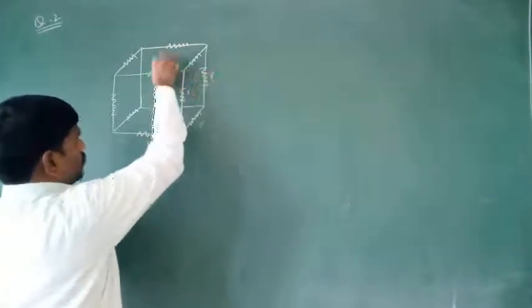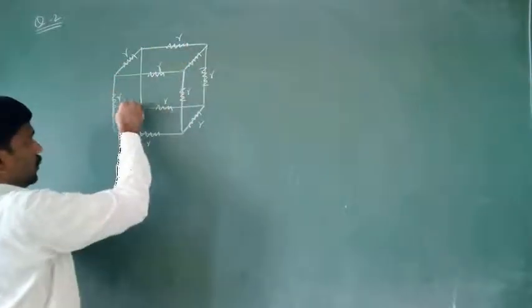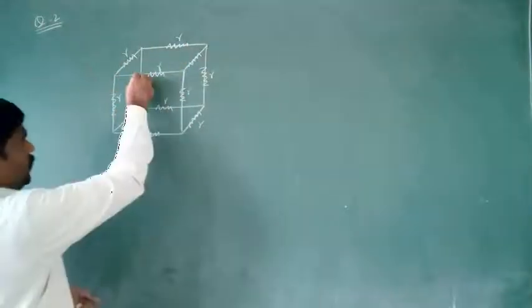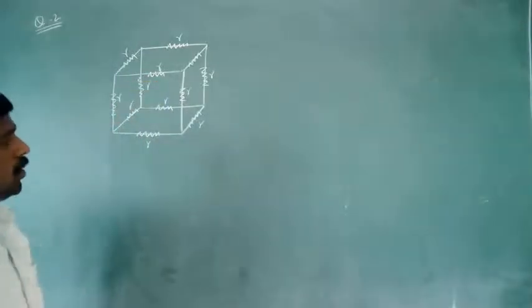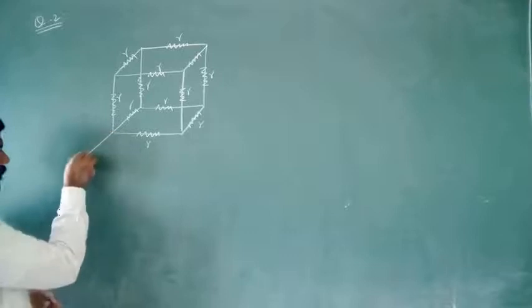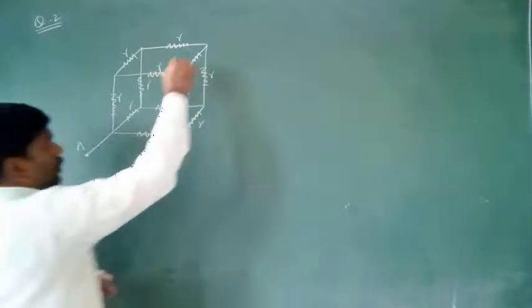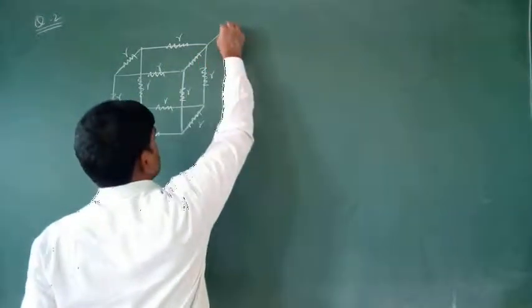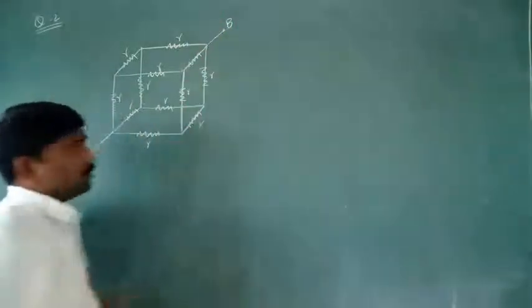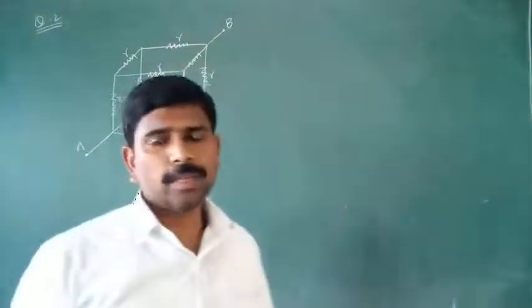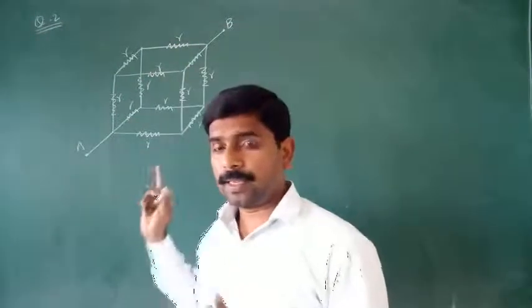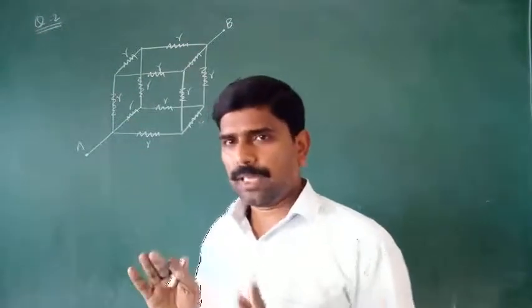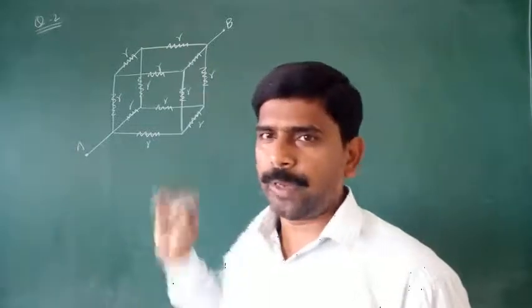The resistance of each one is equal to R. Yes, sorry, that is also R. So find out the effective resistance across AB. Across AB, that is nothing but the cube diagonal. Find out the effective resistance across the cube diagonal.